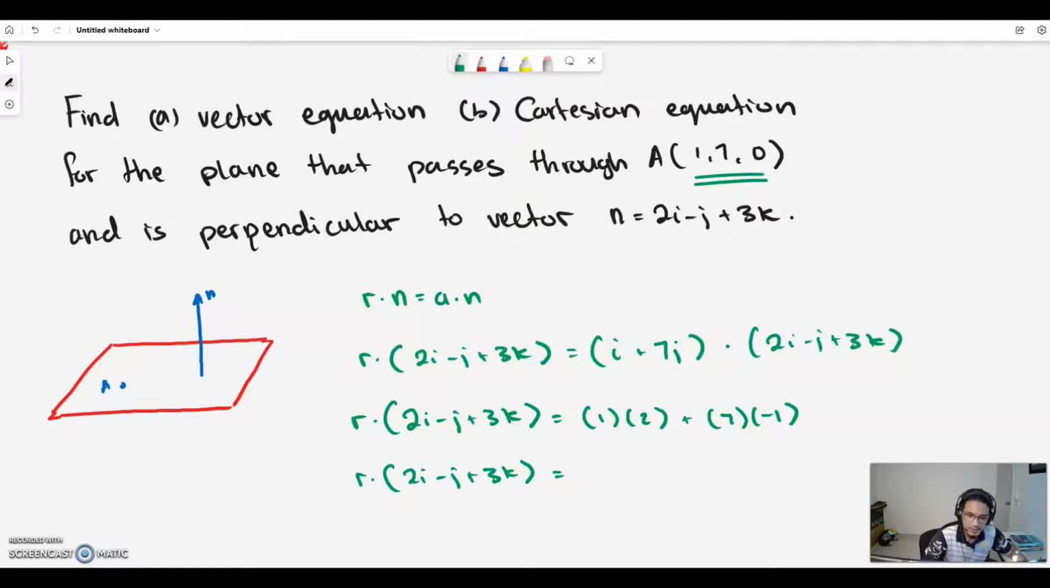and we have it equal to negative 5. So this is our answer for question A, the vector equation of the plane.